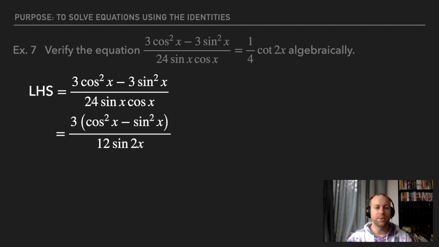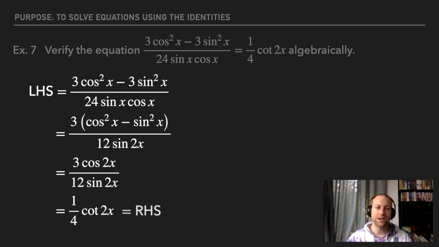So now, up at the top, we've got a double identity. This is cosine 2x. I can simplify those numbers, which is 1 over 4, and cos 2x over sine 2x is just cotangent 2x. So therefore, this is equal to the right-hand side. We have proved this algebraically. And this one, we're not told restrictions, so we're not going to solve for it.